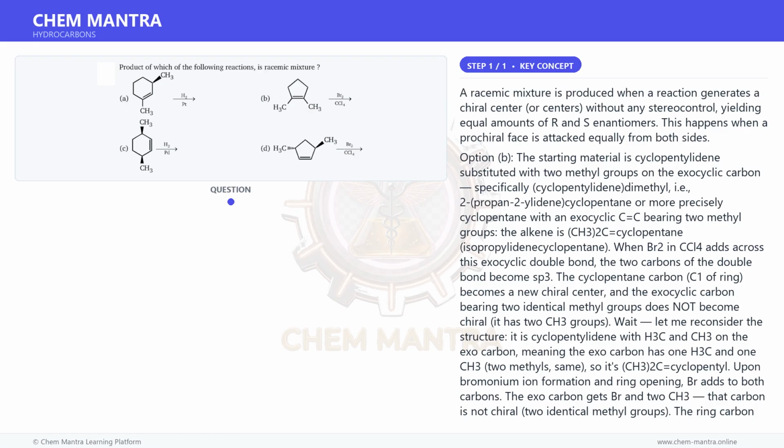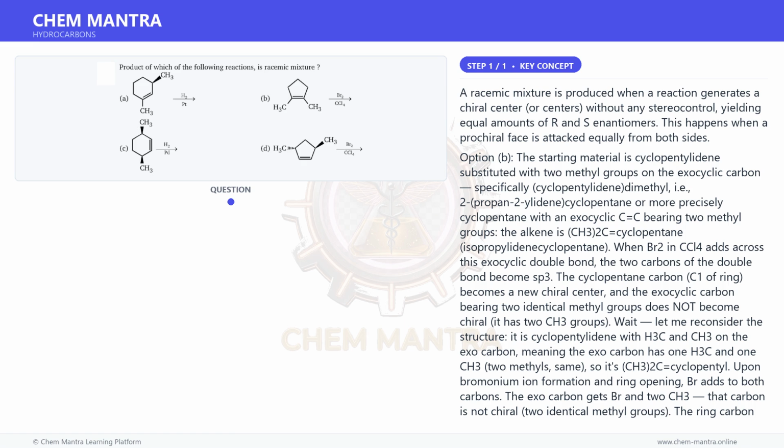Option D. The cyclopentene with defined stereocenters, H3C on dash at 1 carbon, CH3 on wedge at another, reacting with Br2, the existing chirality creates diastereotopic faces, so addition is not equal from both faces, giving unequal amounts of the 2 possible products, diastereomers, not a racemic mixture.